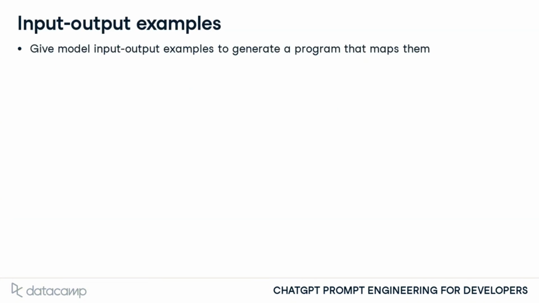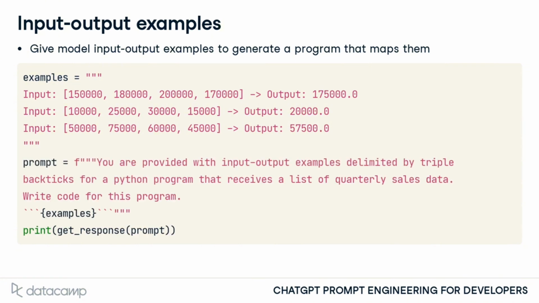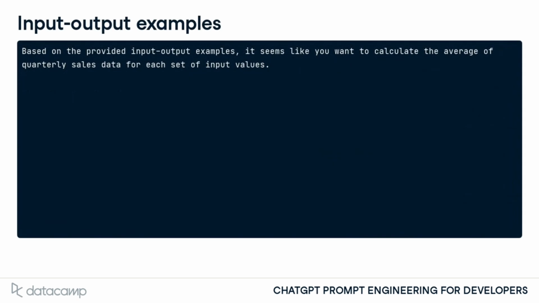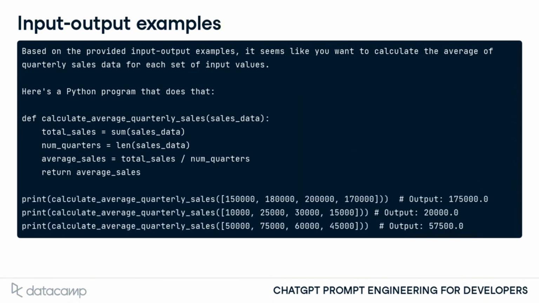Sometimes we use input-output examples instead of explicit problem descriptions to generate a program. For example, here we have input lists of quarterly sales of 4 numbers each and corresponding outputs, but we need to understand how outputs are generated based on the lists. We can ask the model to write a Python program for this. The model first identifies that an average function maps each input to its output. Then, it provides the corresponding function and shows how it applies to the examples.